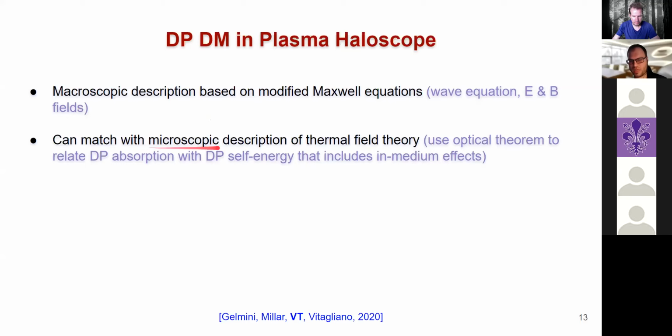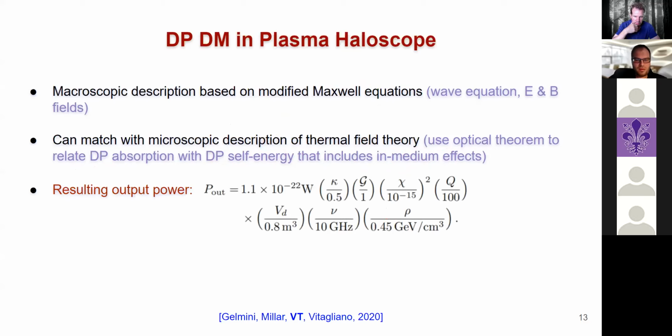In the microscopic description, this is most well done in terms of thermal field theory language. And here, the basic point is one uses the optical theorem to relate the dark photon absorption with the dark photon self-energy. So this is the general strategy of thermal field theory, and the dark photon self-energy already contains the in-medium effects, okay? And so the results that you obtain from this can then be matched to the results that you obtain from macroscopic Maxwell equations.